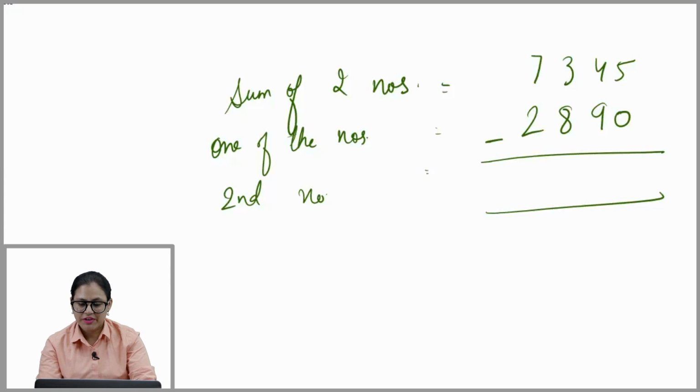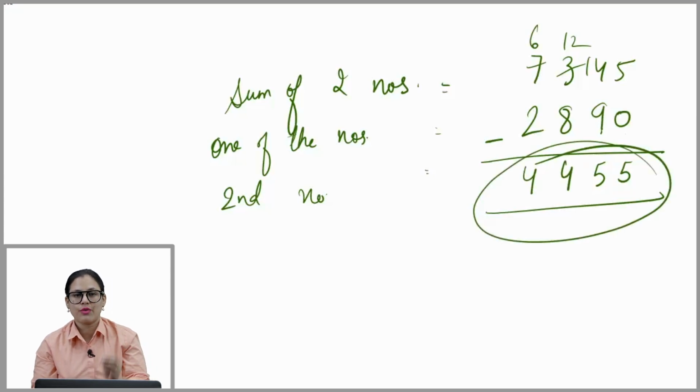subtract. 5 minus 0 is 5. You cannot subtract 9 from 4, so you will borrow from here. 14 minus 9 is 5. Borrow from here. 12 minus 8 is 4 and 6 minus 2 is 4. So the second number is 4,455. Okay.